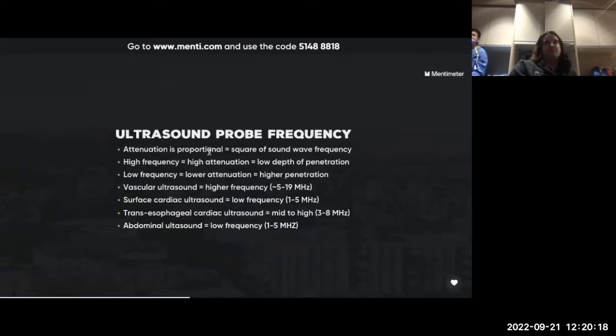So attenuation is proportional to the square of the sound wave frequency. So higher frequency, obviously much more attenuation. High attenuation, low depth; low frequency, low attenuation, higher penetration. And as we just talked about, vascular ultrasound, high frequency; surface cardiac, lower frequency. TE is marginally higher, but still considerably higher, even as high as 8 megahertz. And then abdominal ultrasound, considerably lower.